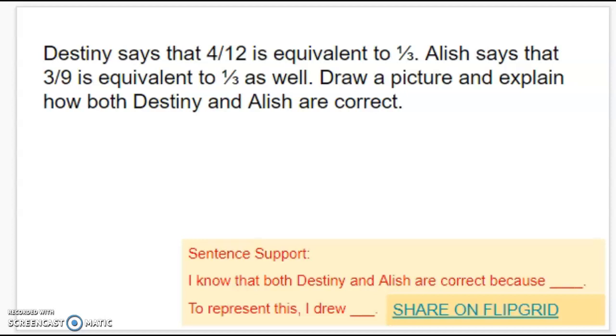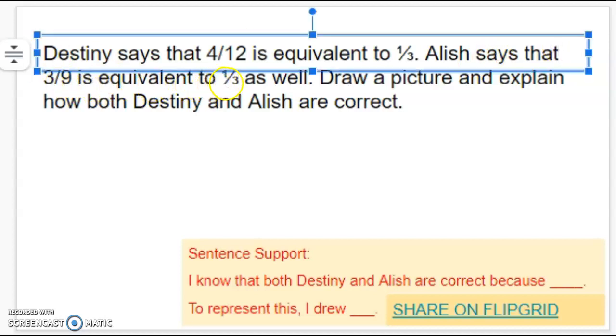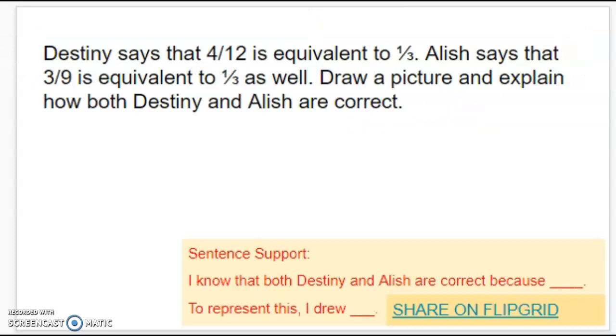Alrighty, fifth graders, let's go ahead and take a look at our application 3 that we're going to be doing today. It says, Destiny says that 4/12 is equivalent to 1/3. Alish says that 3/9 is equivalent to 1/3 as well. Draw a picture and explain how both Destiny and Alish are correct.